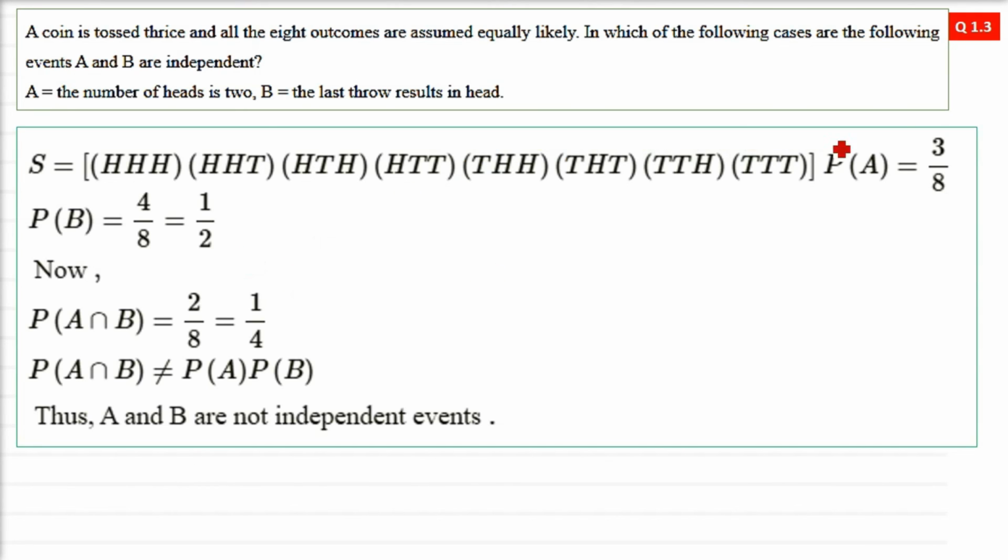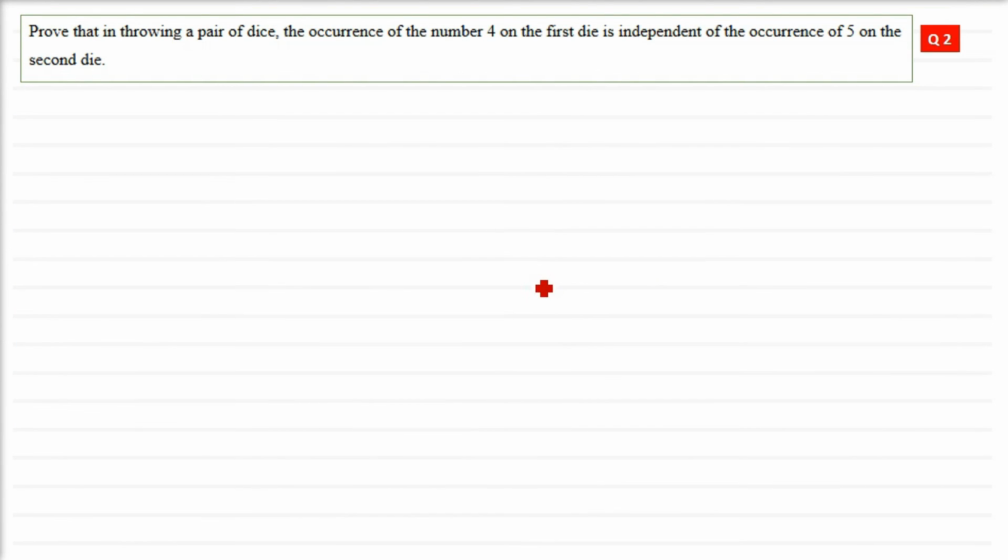Again, I am reiterating: sample space, set A, set B, and intersection A and B. These 3 sets are very important. You need to write them, then only you will be able to do the exact calculation. So this is all about now. We'll take care of other questions later.